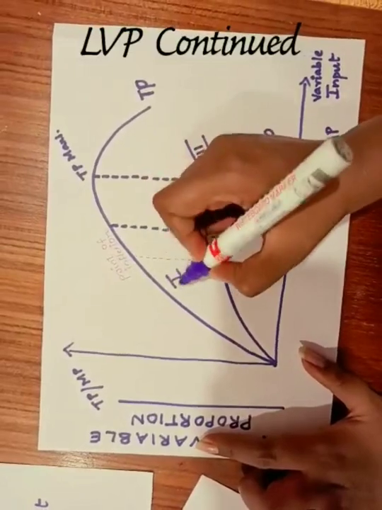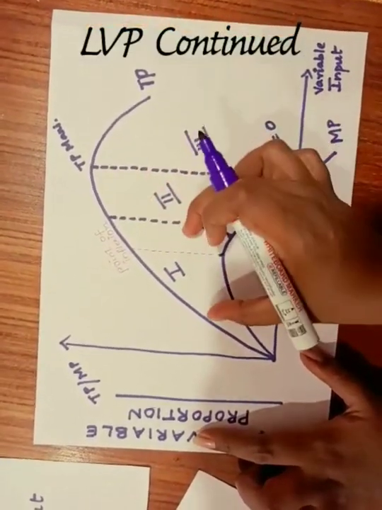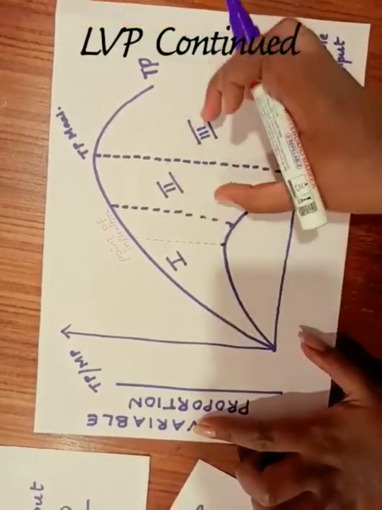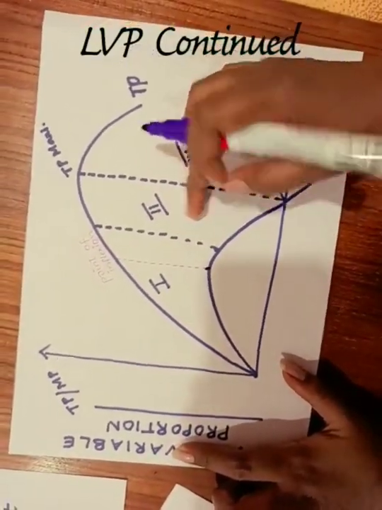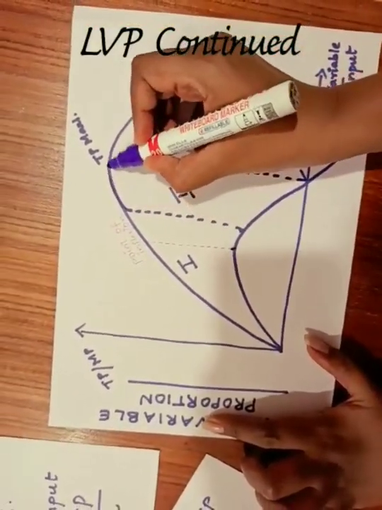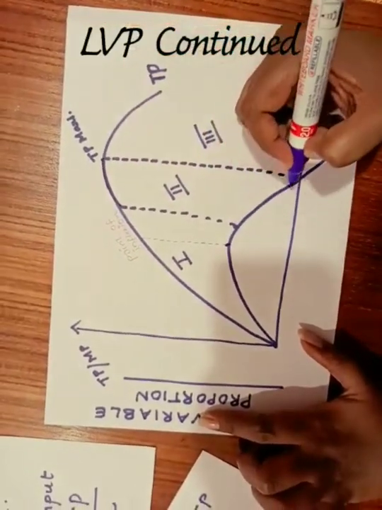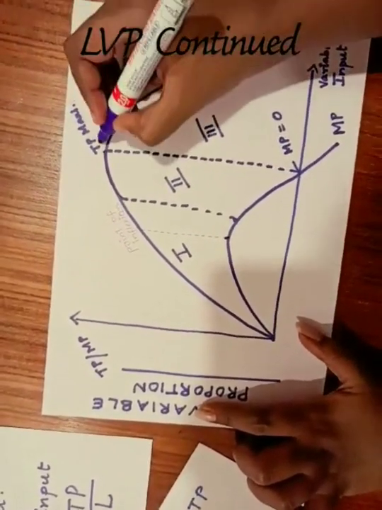So here you have the first stage. So this much is the first stage. The second stage is the falling part of MP alone. See, here also TP is still increasing, but at a diminishing rate. Then here TP is maximum.